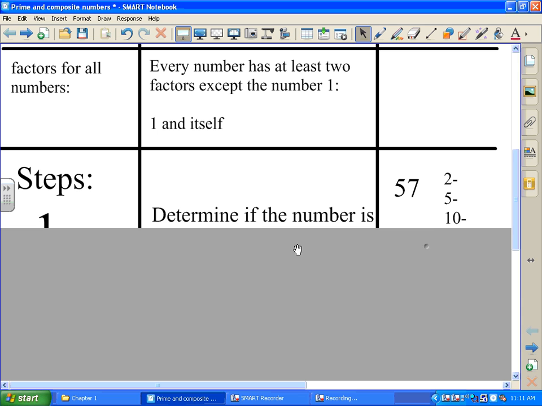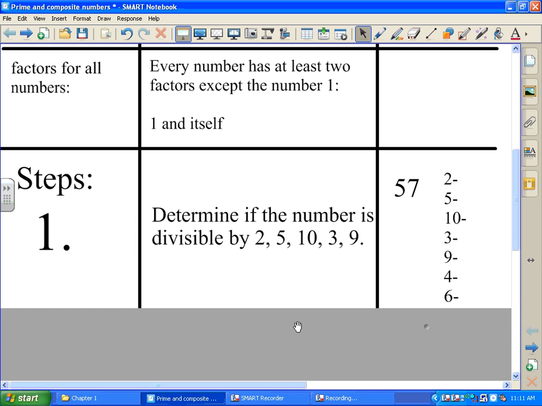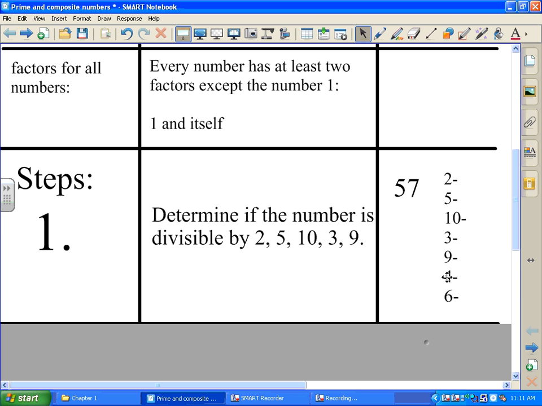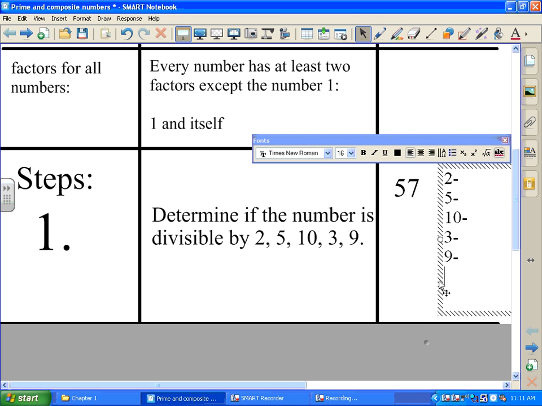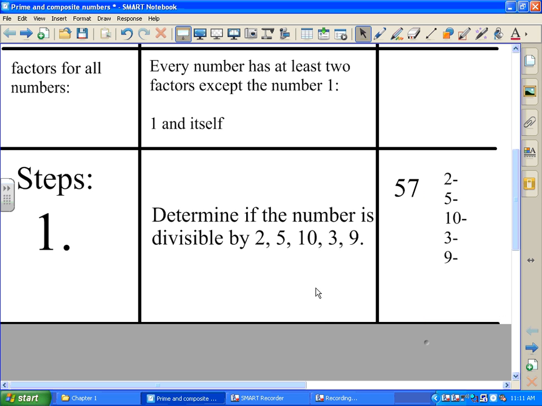Now, the first step is easy. You're going to first just determine, is the number divisible by 2, 5, 10, 3, or 9? Okay, that's the first step. Is the number divisible by 2? Is the number divisible by 5? Is the number divisible by 10? Is it divisible by 3? And is it divisible by 9? That's the first step. So we're going to use the divisibility rules we've learned for the last 2 days and figure out just yeses or nos. It's very simple.